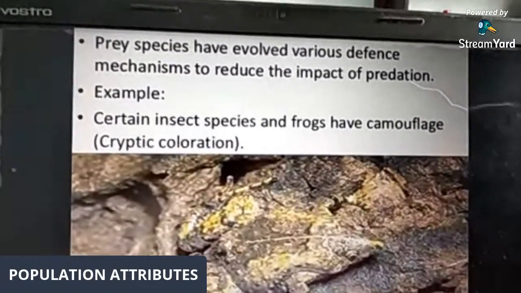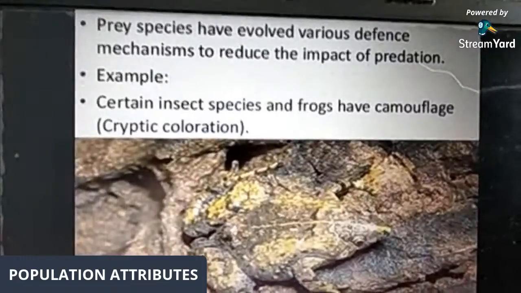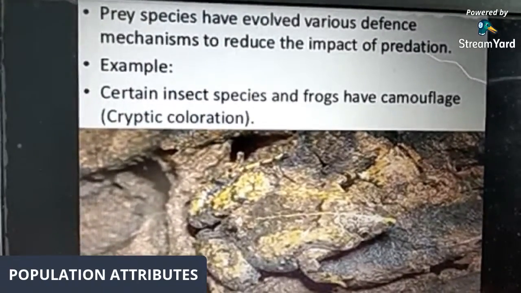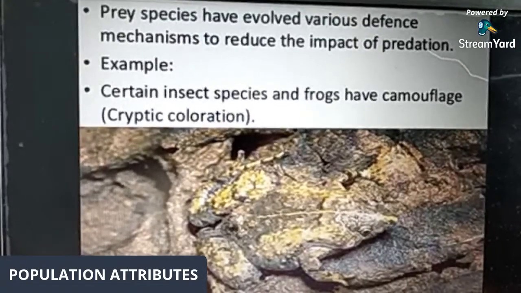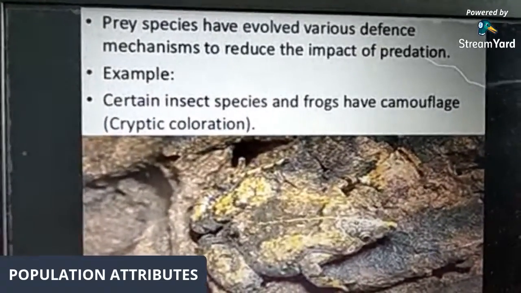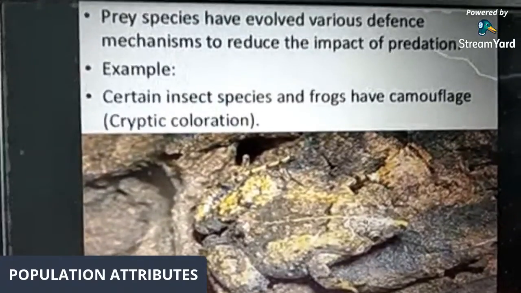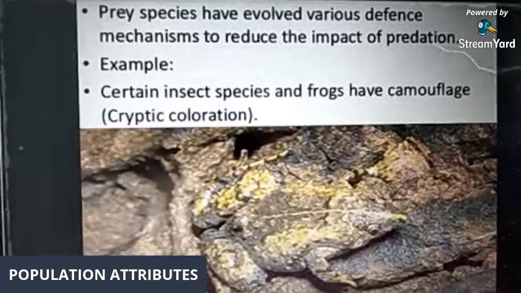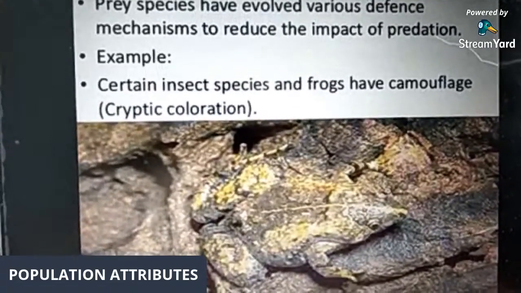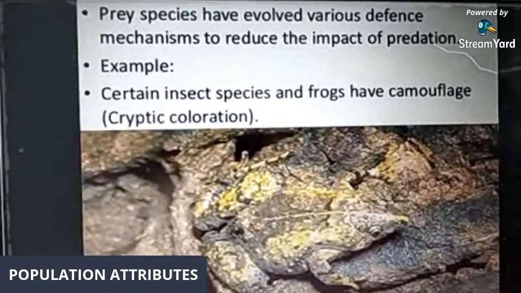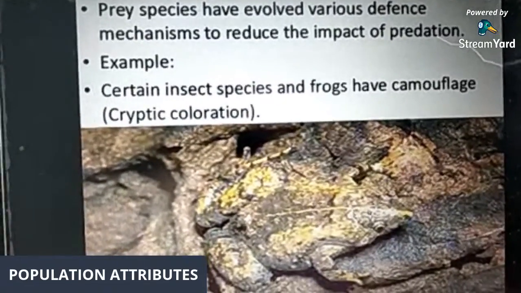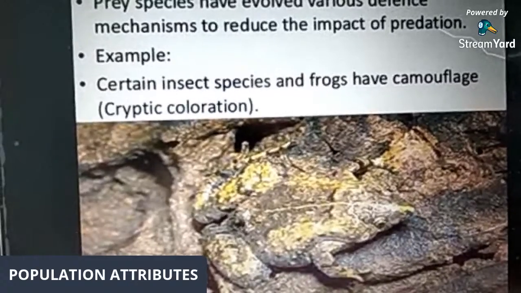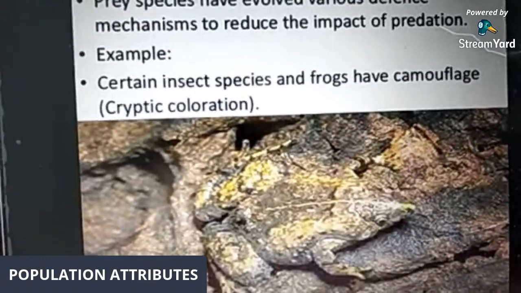Next one, prey species have evolved various defense mechanisms to reduce the impact of predation. For example, certain insect species and frogs have camouflage. That's called cryptic coloration. Why is this important? Because to survive in the environment, the organism has to adapt some defense mechanism. This is the struggle for existence actually. If you want to exist in the environment, then you have to adapt some survival mechanism. So this is one kind of survival mechanism for the prey species.